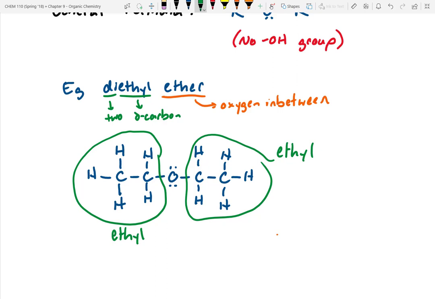Make sense? So that R group is always going to be some sort of carbon placeholder. In this case, it could be an ethyl group, it could be a methyl group, it could be any sort of carbon-containing group. Does that make sense?